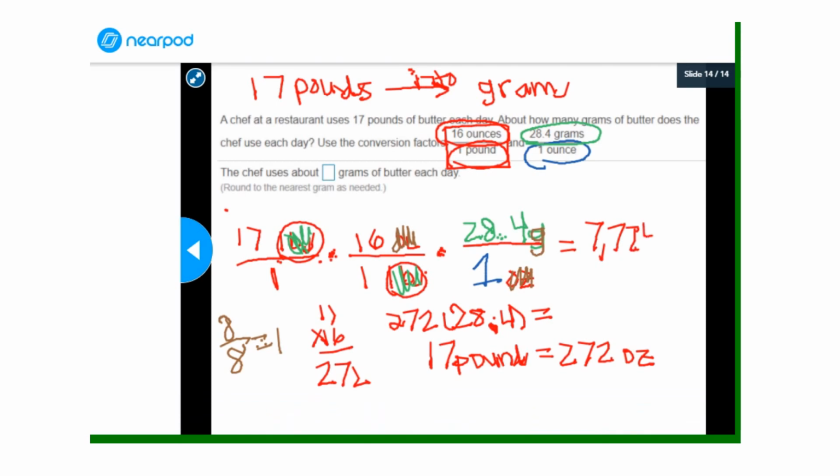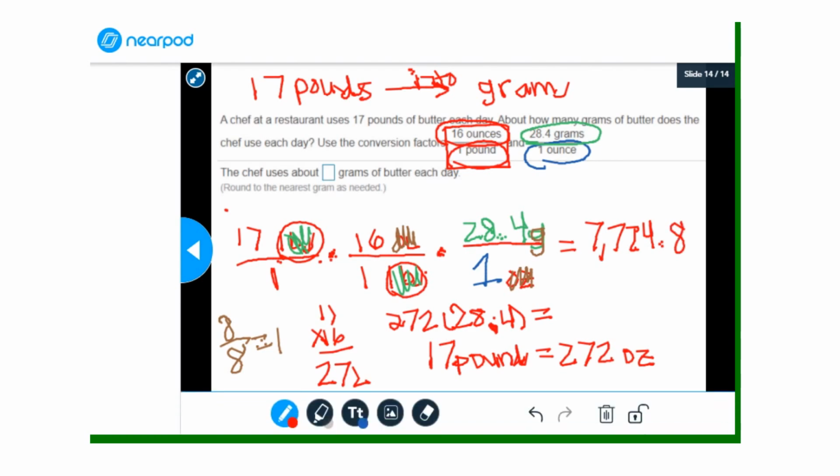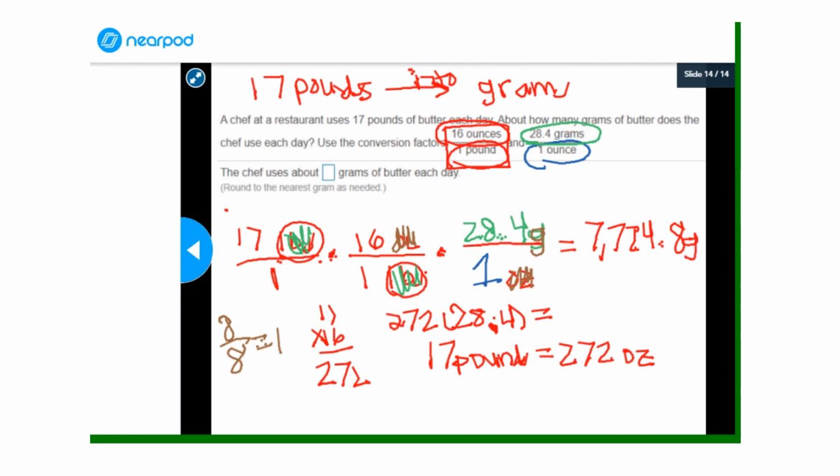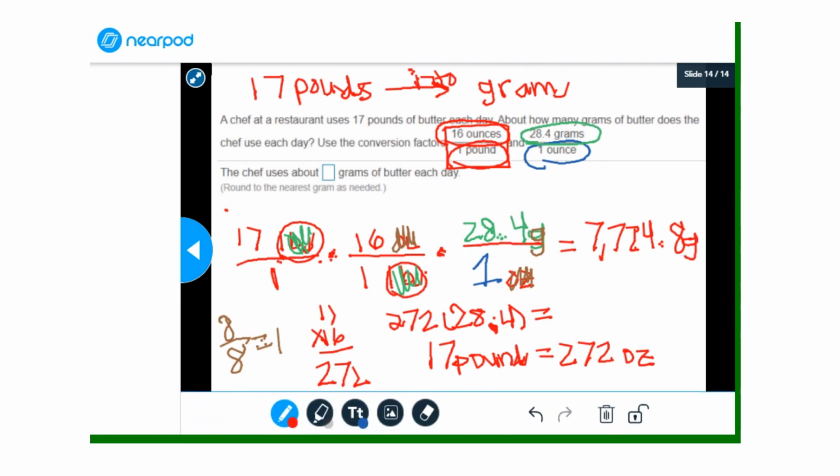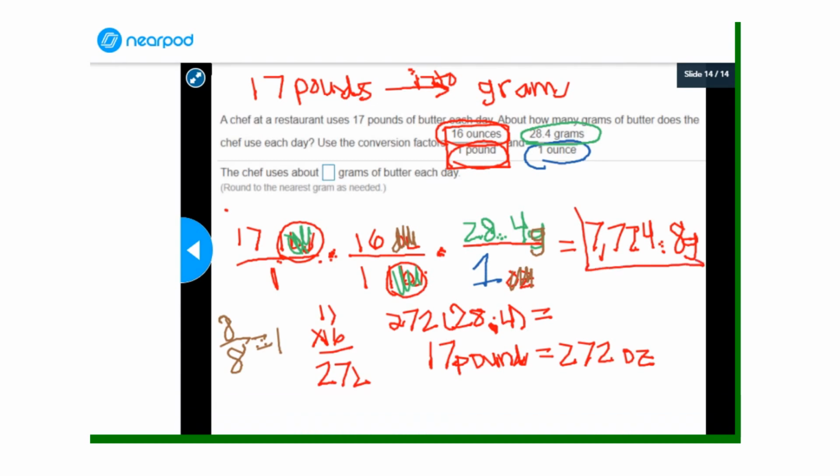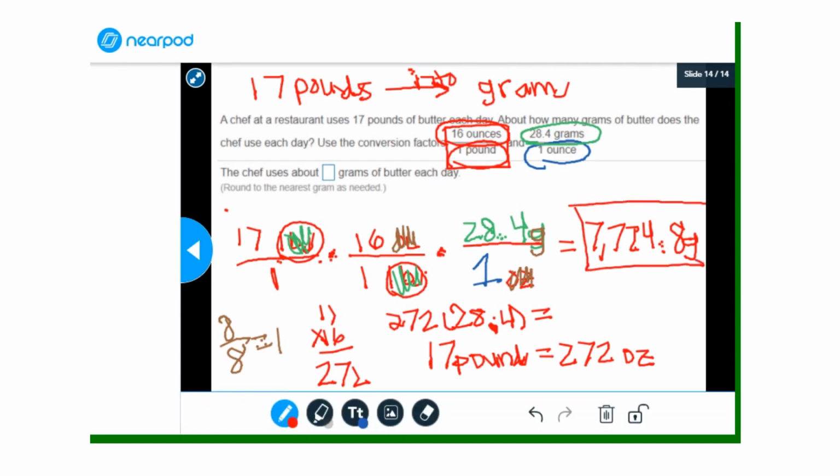7,724.8. When you multiply fractions, you multiply your numerators times your numerators. If you have mixed numbers, you change them into improper fractions. So we have 17 times 16 times 28 and 4/10 grams, and that's going to give us 7,724 and 8/10 grams for the numerator. Then our denominator says 1 times 1 times 1, which equals 1. Anything divided by 1 is itself, so I'm not going to write that. This is going to be my final answer right here. If we had a number in the numerator and the denominator, we would have to divide, but since we're dividing by 1, we just leave it. So that's the final answer for this one.